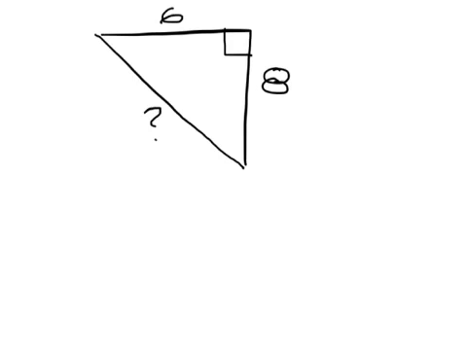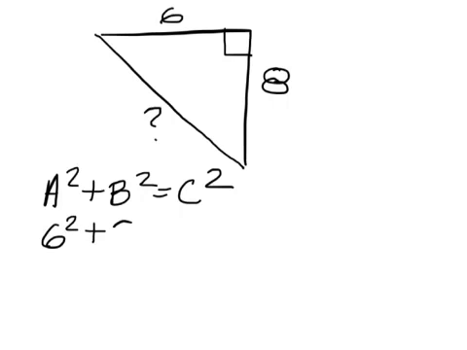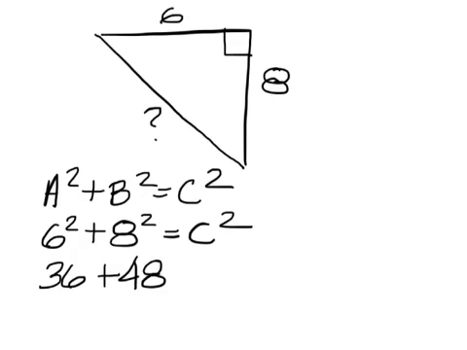Here's another example. The triangle is positioned differently, but you still do it the same way. 6, 8, and a missing hypotenuse. So that's A squared plus B squared equals C squared. 6 squared plus 8 squared equals C squared. And from there you would simplify 6 squared to 36 and 8 squared to 48. Not 48. I made the same mistake in the last class. That should be 64.